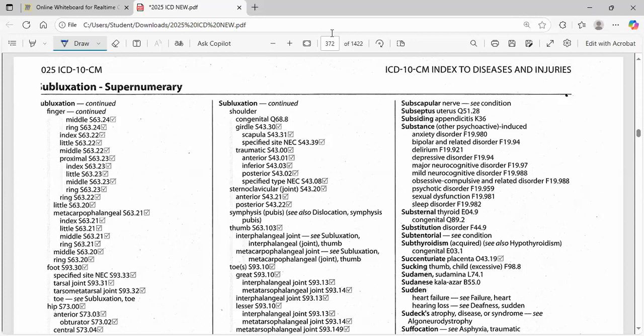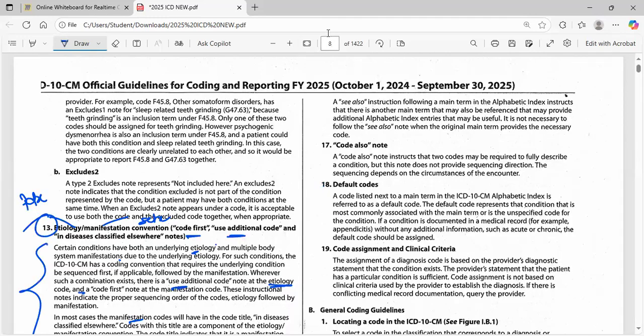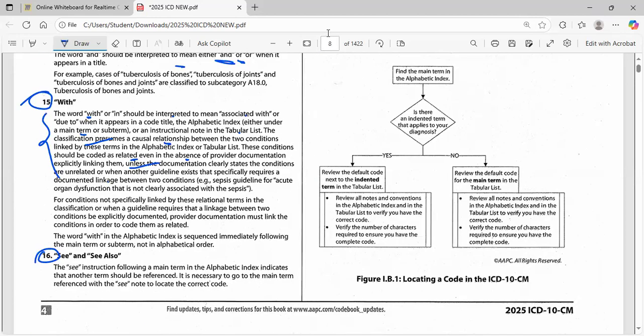You can see here under the subluxation, symphysis, we do have the code, but the book is telling us that we can also refer to symphysis followed by pubis. We can also refer to dislocation instead of subluxation. So the difference between "see" and "see also": if we have a "see" here, that means we have to refer to the other term only. But for "see also", if the classification is not completed, then only we have to refer to the other word. Otherwise, we can use that code only.